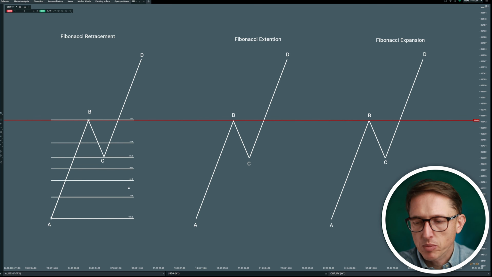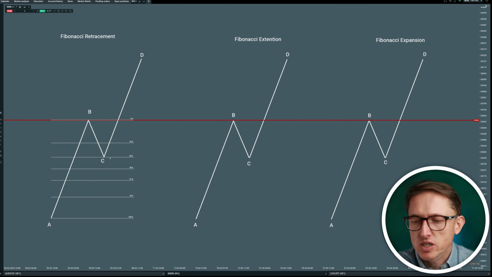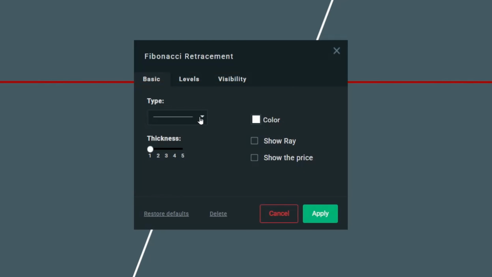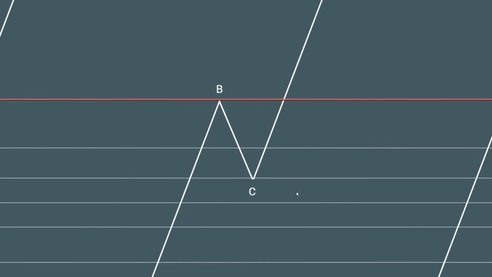Then there is 61.8, 78.6, and you could add a couple more levels here, but that would be very overcrowded. So for now, we just stick to these levels. If you want to set it, you can double click and then you can change, of course, the line type. You can change the thickness of the line. You can change color. We can do show ray.